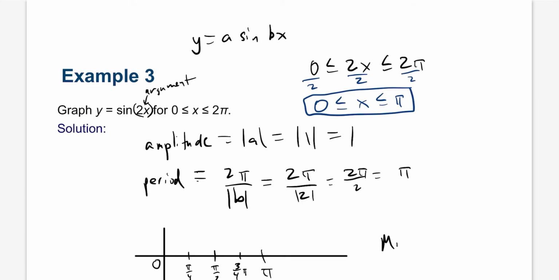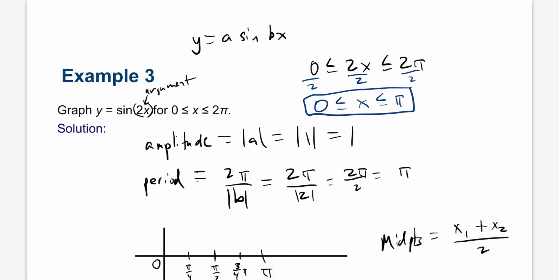So the way you find midpoints, if you have trouble with that, it's going to be x1 plus x2 divided by 2. So x1, for example, would be pi over 2, x2 would be pi. You would add those two values and then you divide by 2, and that's how you get 3/4 pi.